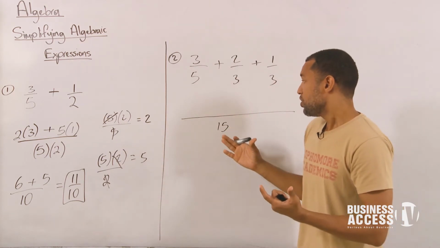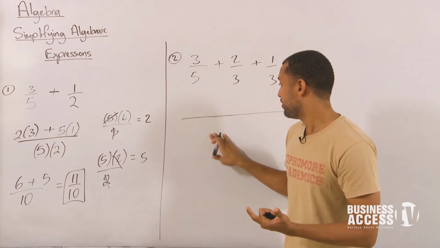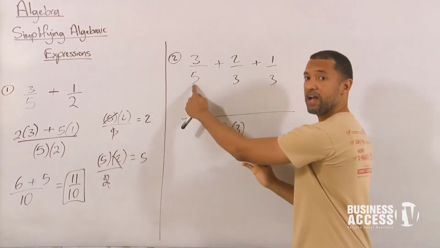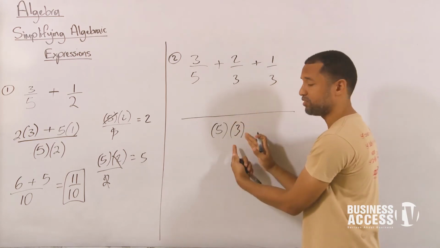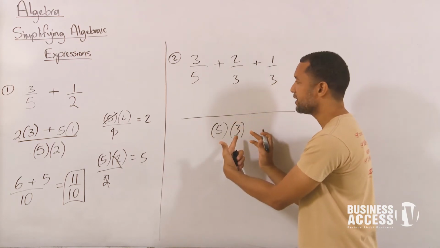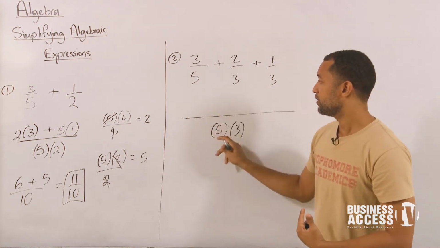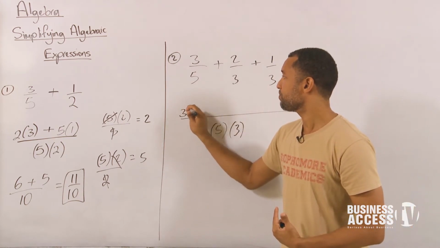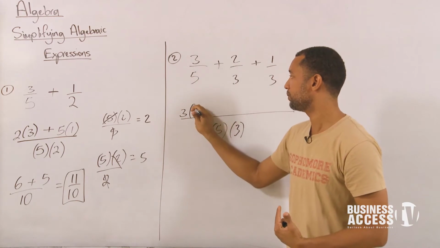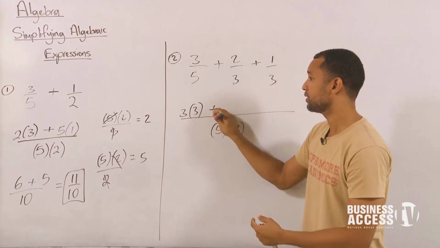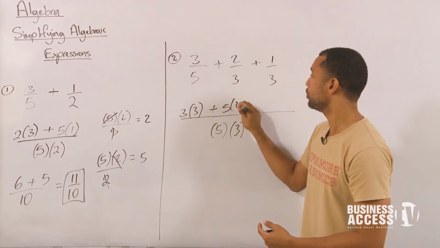Or we could just write 5 times 3, so the 5 has something to go into, and the 3s have something to go into. And we'll go through the process again. 5 into 5 threes goes 3 times, and you use that to multiply the numerator. 3 into 5 threes goes 5 times, and you use that to multiply the numerator.